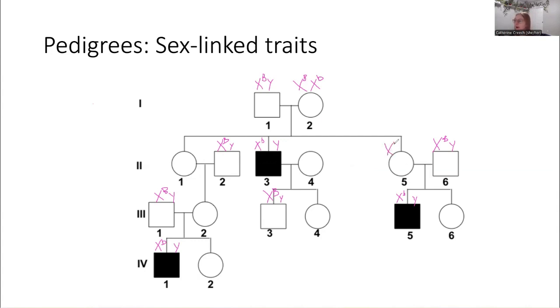Because the mother is not expressing colorblindness, I know that this mother has one of each of the colorblind allele. And so she is heterozygous. She's a carrier, but she's unaffected.